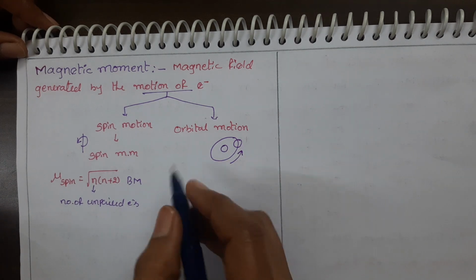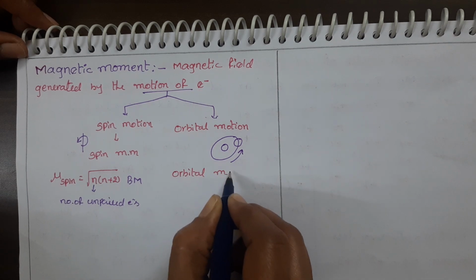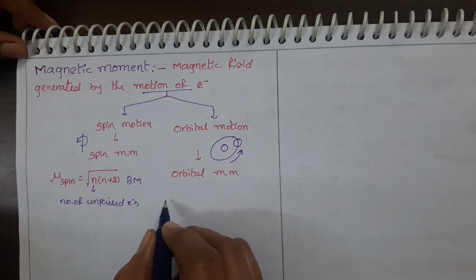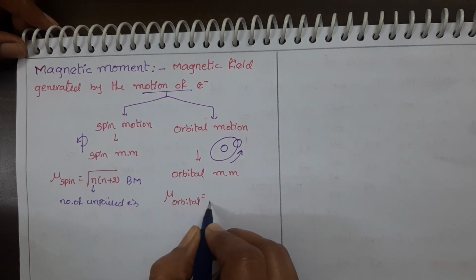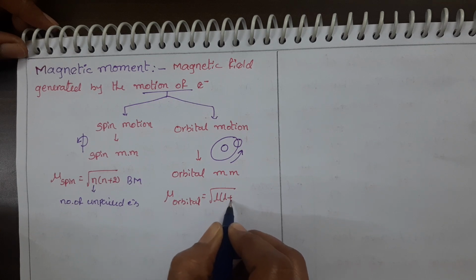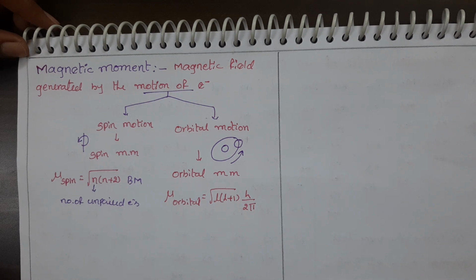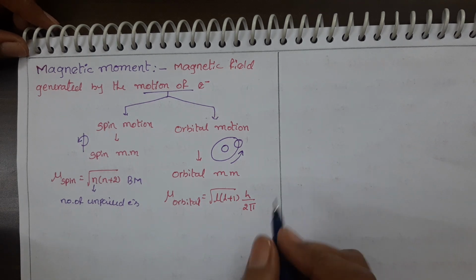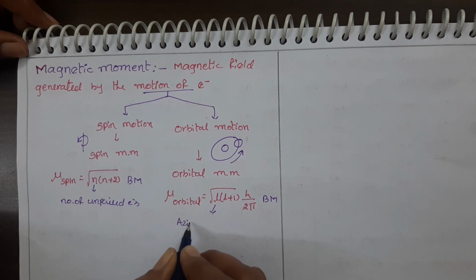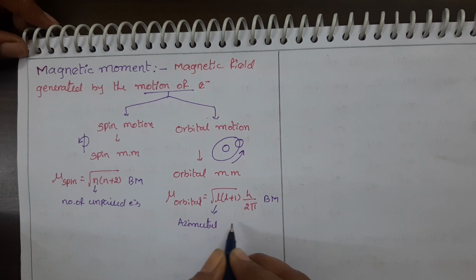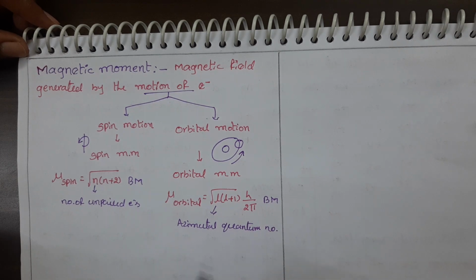Due to this orbital motion, it can have an orbital magnetic moment. The formula to calculate the orbital magnetic moment is mu orbital equals square root of L into L plus 1 times h by 2 pi, and the units are Bohr magnetons. Here L is the azimuthal quantum number.